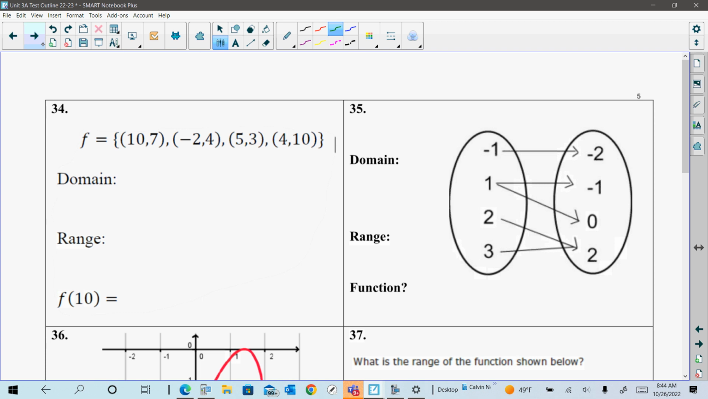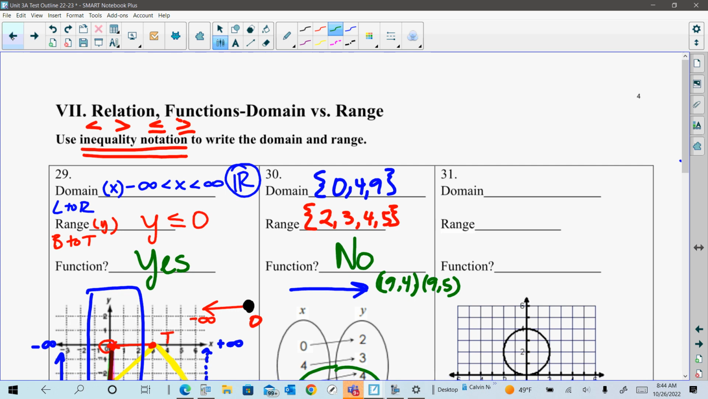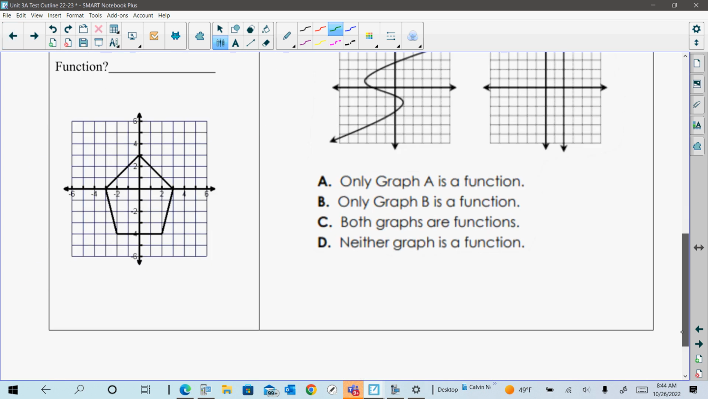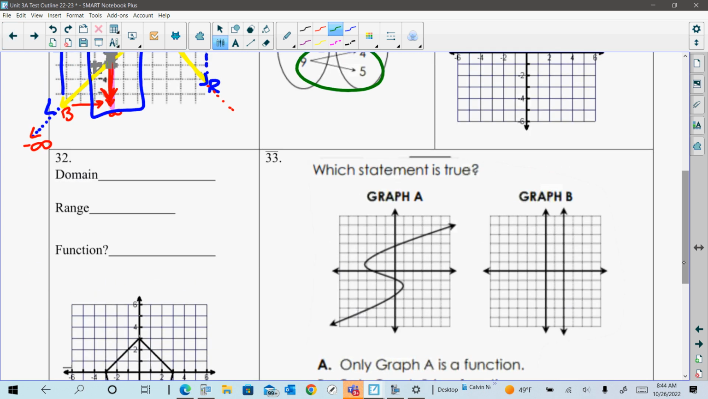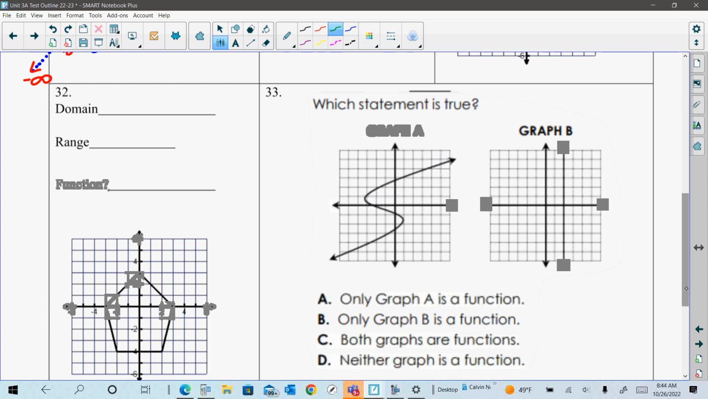What number do you need me to go over? Which statement is true? So, is only graph A a function? How do I determine if it's a function? By drawing the thingy. What's a thingy? I don't know what a thingy is.